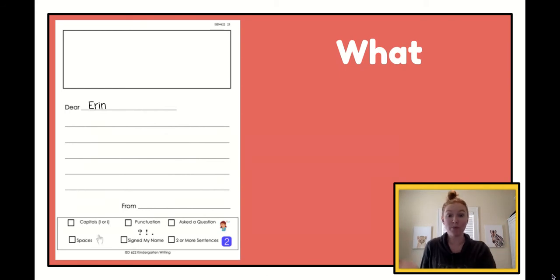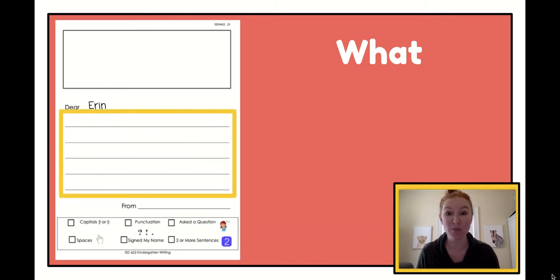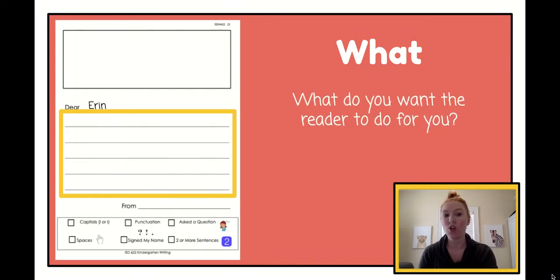What do you want to persuade your people to do? That's going to go in the main body of your letter. What do you want the reader to do for you? Do I want her to give me something? Do I want her to do something? You know what I want?